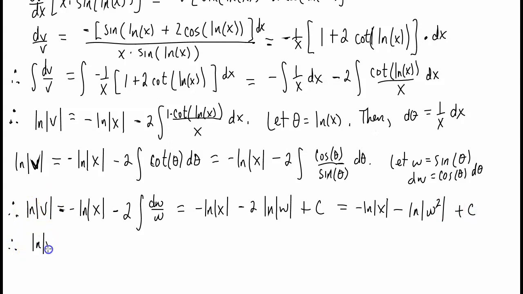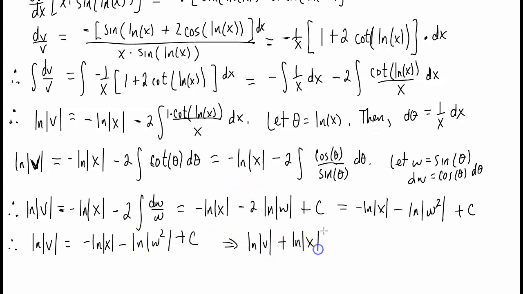So now that I have that, I'm going to bring everything back together here. I have a bunch of natural logs, and what I want to do is get everything on one side. So this will be natural log of absolute value of v plus natural log of absolute value of x plus natural log of absolute value of w squared, and all that equals a constant. And of course, when we add logarithms, that's the same as combining them all together and having what's on the inside of all of them be multiplied.